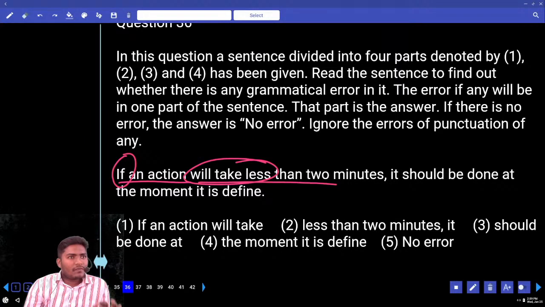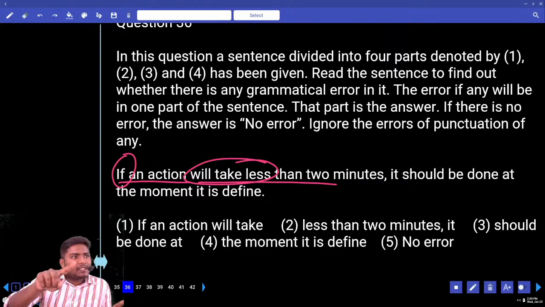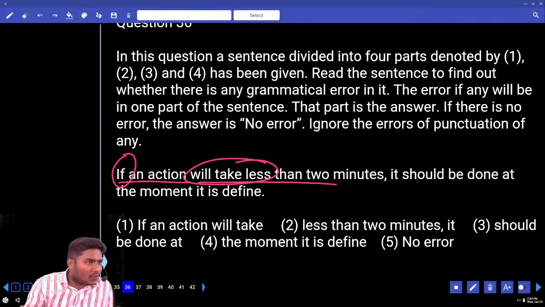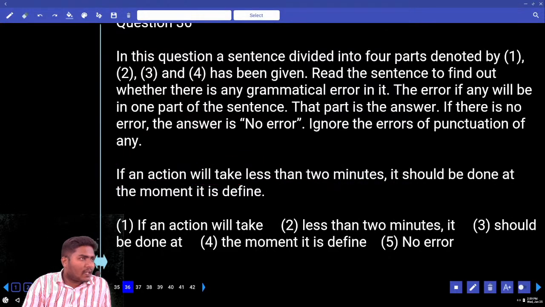In the if condition, first of all, we don't have any future in the beginning clause. Do you remember the if conditions rules? Yes. In the if conditions, rule number 1, simple present is used with a simple future. But simple future is not used in the beginning, but keep that on hold, because we have a major error here. The major error is, it should be done.